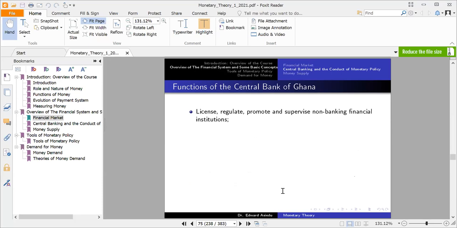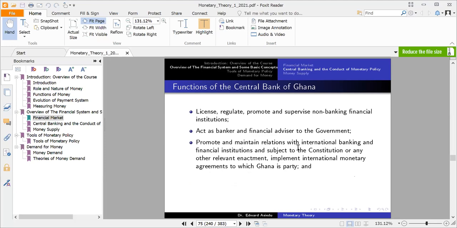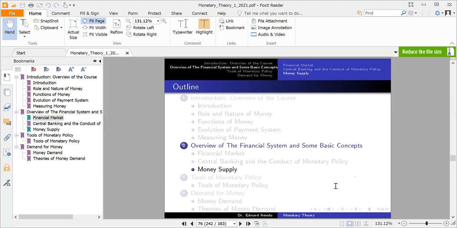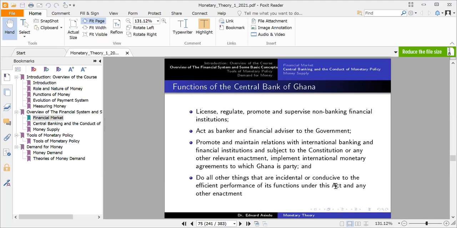When it comes to licenses of financial institutions, they are responsible. They act as banker and advisor to government, promote and maintain international relations, so between central banks, they do that. And do all things that are incidental or conducive to the efficient performance of its function under the Act. So they have a big responsibility to make sure that there is enough credit in the system, to make sure that the economy grows, to make sure that inflation is under control through what they can do, that part that they have control over.